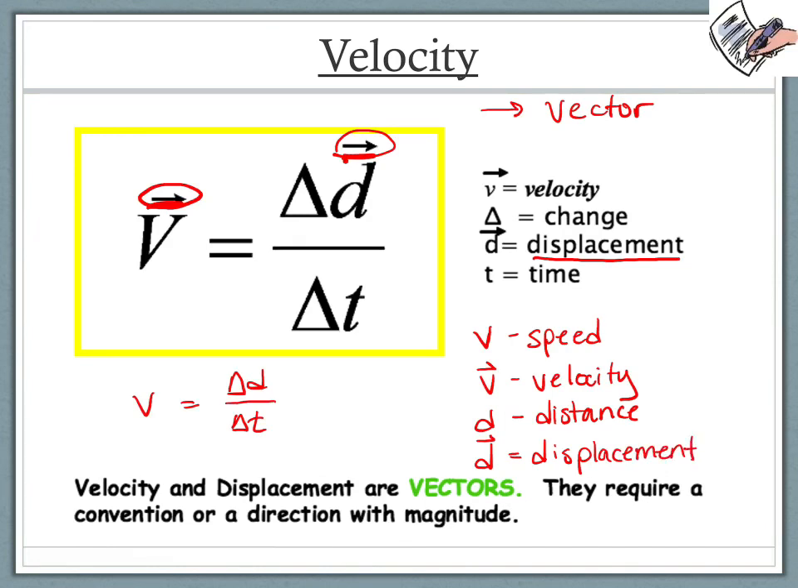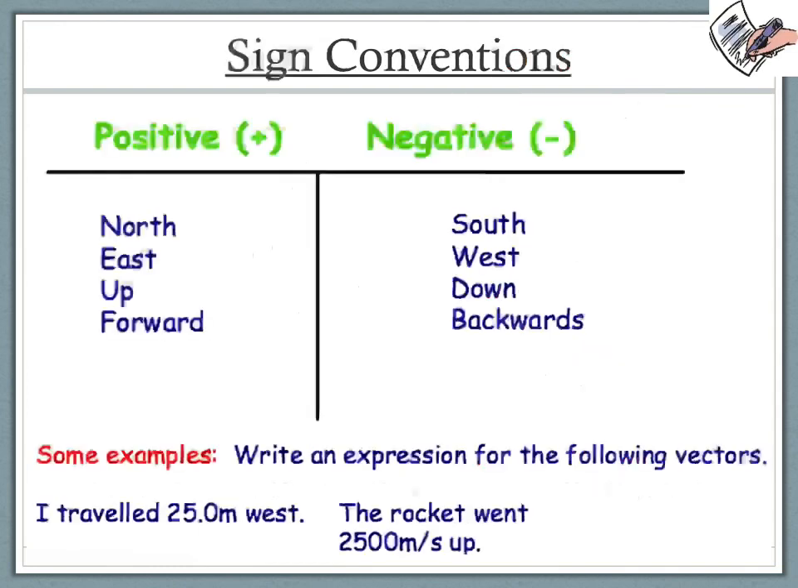Okay, so where speed is distance over time, velocity is displacement over time. And we just saw in the last two examples, displacement can be much different than distance. So before we get into some examples of how to calculate velocity, let's go over the sign conventions, because these are really, really important.